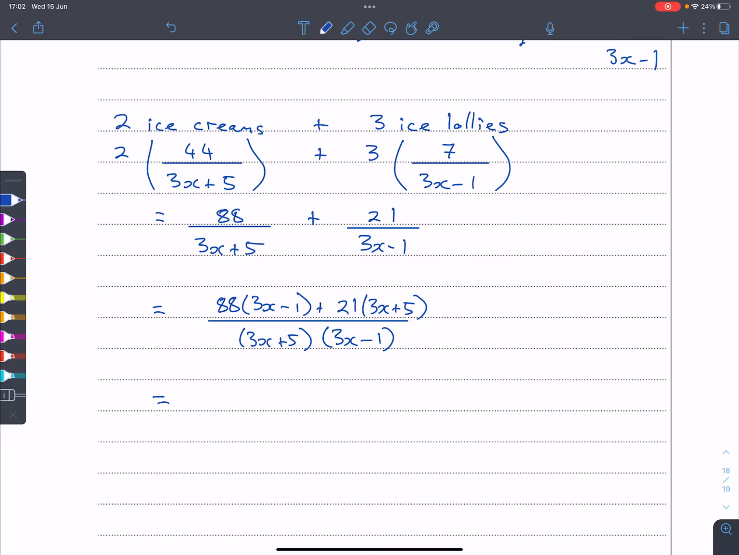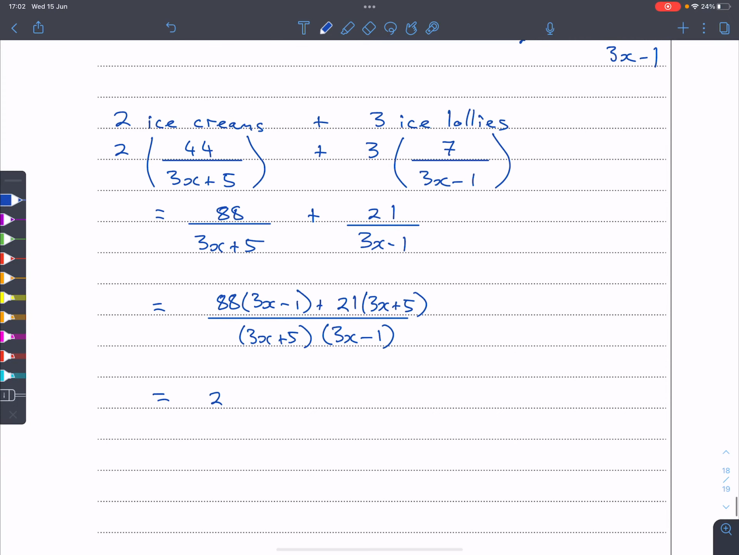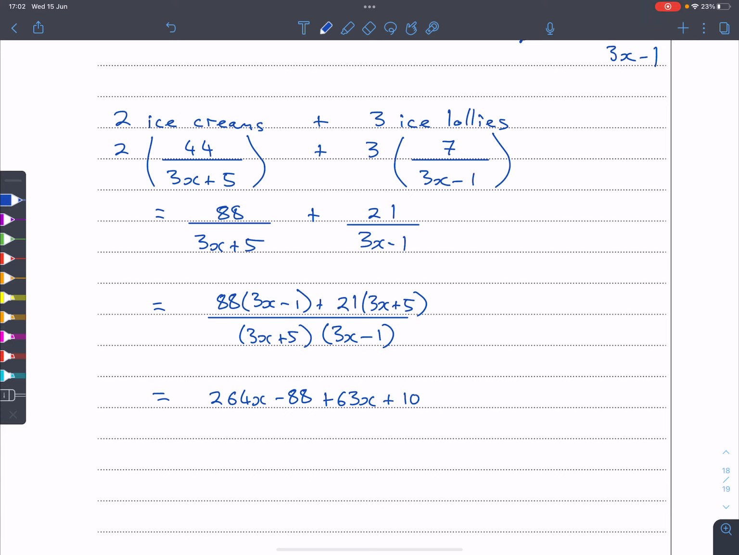Okay, so use your calculator if you have to. 88 multiplied by 3 is 264, so that's 264x. Then 88 times negative 1 is minus 88. Then from the second one, plus 21 times 3x is plus 63x. And plus 21 times 5 is 105. All over, we're going to leave the denominator as it is.